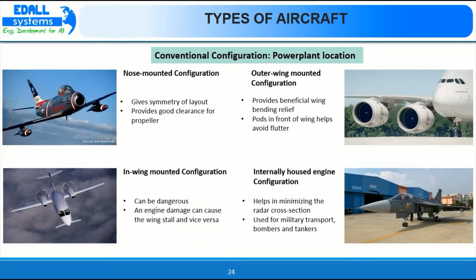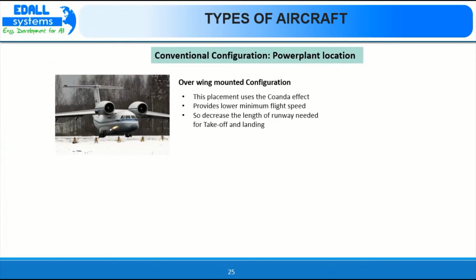Nowadays we see such engines in fighter jets, in which the engines are mounted inside the fuselage body itself. While the nose mounted and in-wing mounted configurations are rarely seen, as they were used in olden days when technology had not yet evolved, the outer wing mounted configuration we see a lot today in civil transport aircraft.